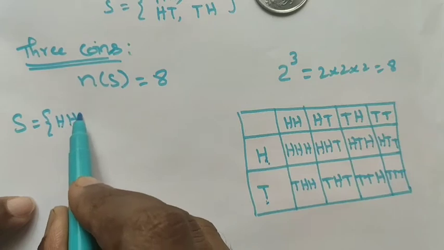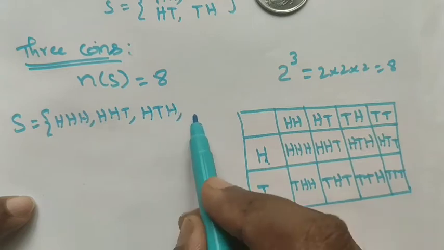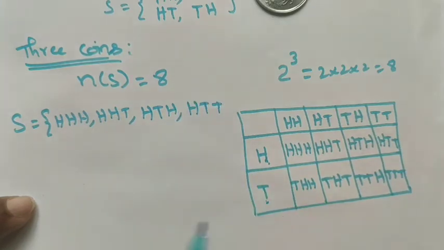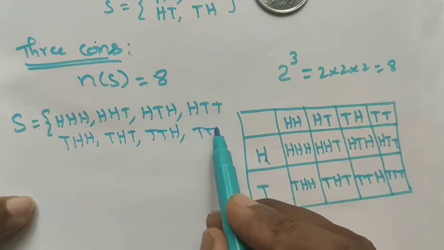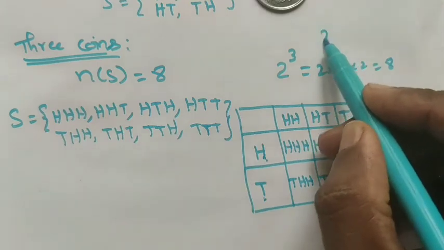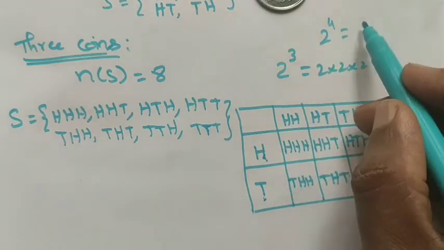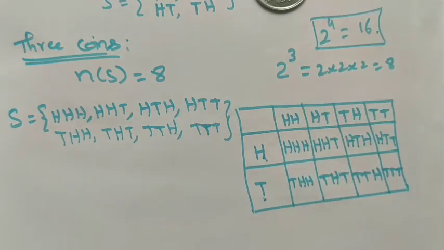These are the total possible outcomes of the sample space for 3 coins, or a coin tossed thrice. Suppose it is 4 coins, then we get 2 power 4, right? 2 power 4 is 16. That is the number of possible outcomes. The 16 possible outcomes we can make with 4 coins.